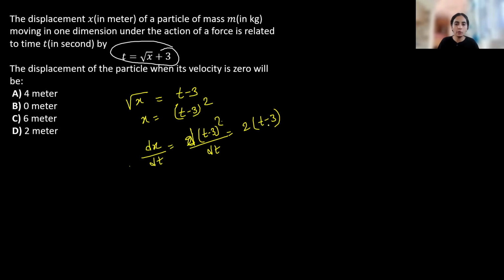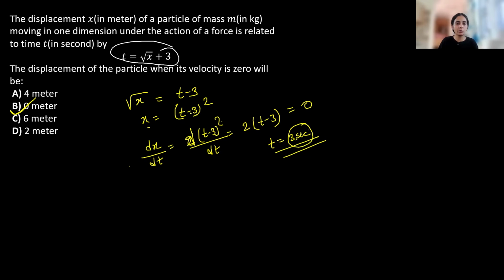And when velocity will be 0, आप इसको 0 से equate कर लो. So t equal to 3 second. So at 3 second what is happening? Velocity is becoming 0. And displacement of particle when its velocity is 0 will be how much? So t का वैल्यू कितना आया तुम्हारा? So that will be 0, right? So that is going to be 0 because x equal to t minus 3 का स्क्वायर है.